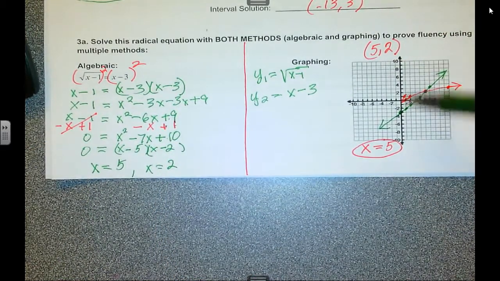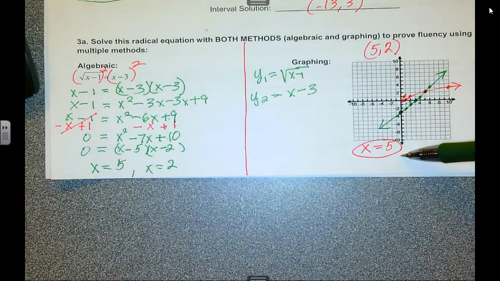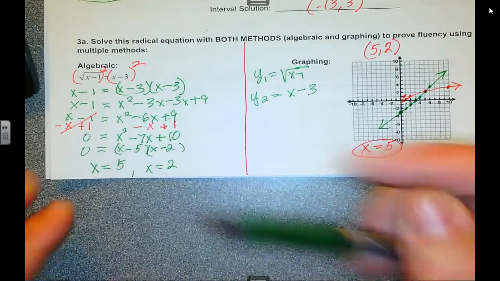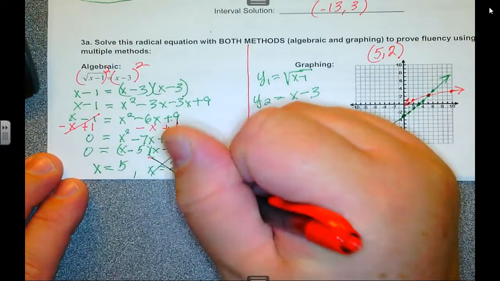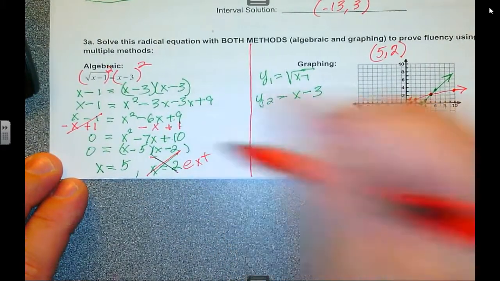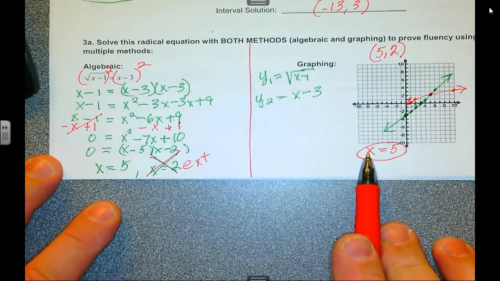Because I did this graphically already, I know that 2 doesn't work. It's going to be extraneous. Because I did it graphically, I only got one solution.